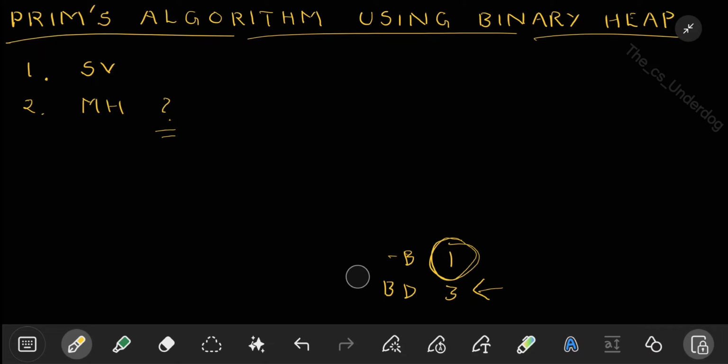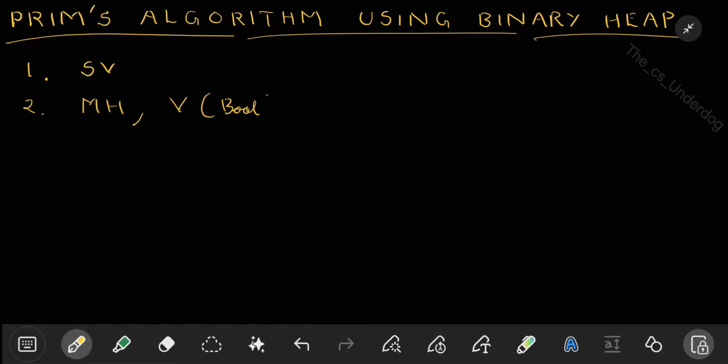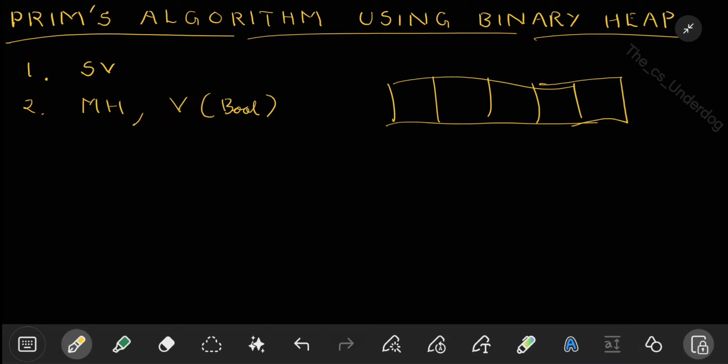Initially, your heap will be empty. Slowly, you will be populating this heap. So what will you do? Initially, you have a min heap and you should have a visited array. Why should you have this visited array? This visited array should be a Boolean array. There will be an entry corresponding to each of the vertices of your graph, and this will be either true or false.